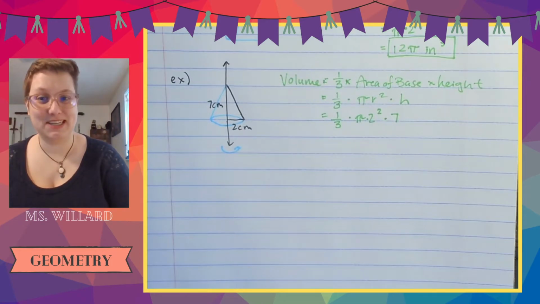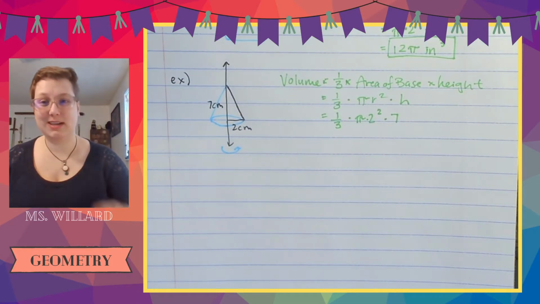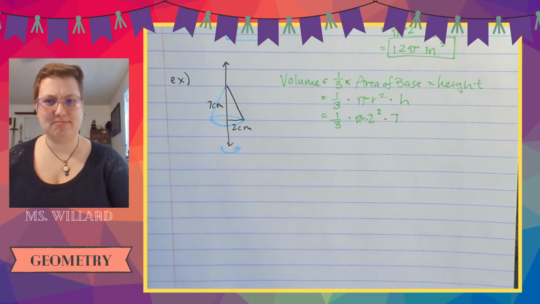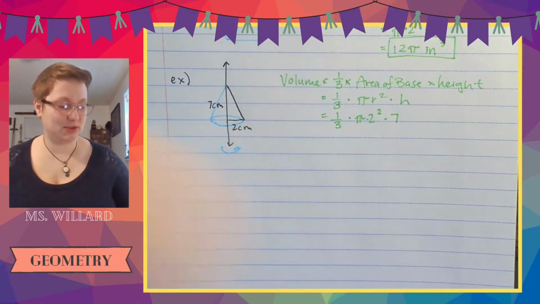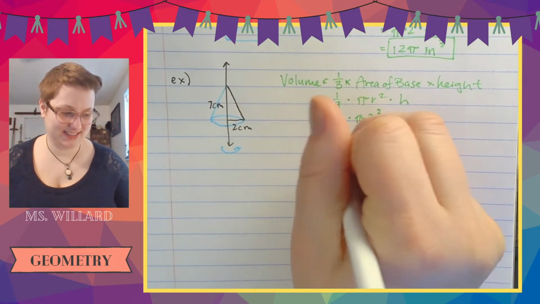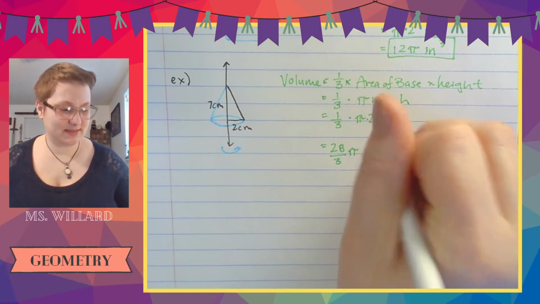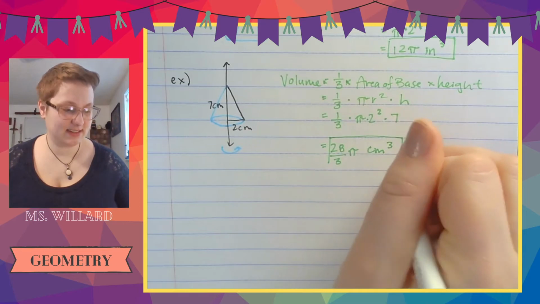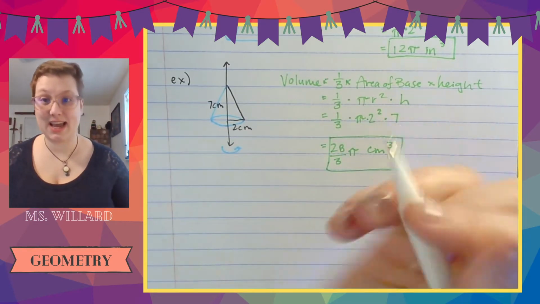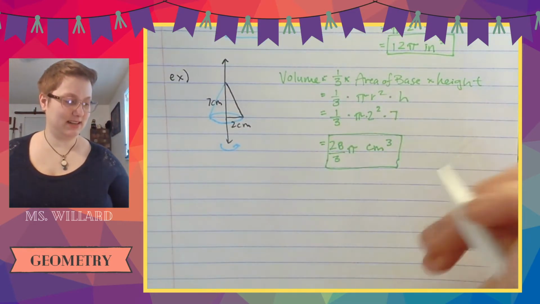I should have thought about that before I did it. 2 squared is 4. 4/3 times 7. 7, 14, 28. So 28/3 pi cubic centimeters. 7 times 2 is 14, times 2 again would be 28. Yeah, we're good. What is happening here?